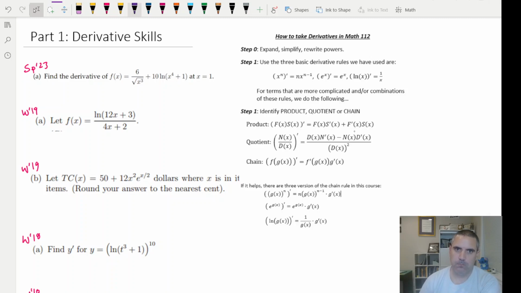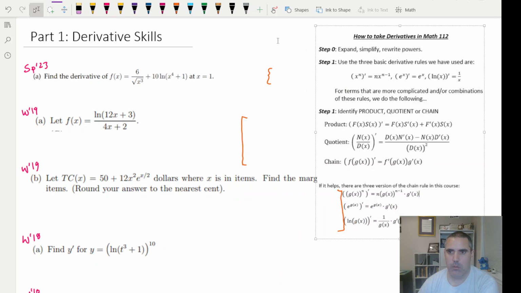What I have over here on the right is from my summary page. There's honestly only three derivative rules: the power rule, the exponential rule, and the log rule. Everything else is combining those: product, quotient, or chain. If it helps, you can break up the chain rule into three types. But once you understand the chain rule, you don't really have to think about it separately. Your main job, the main challenge we've been dealing with for a while, is rewriting things so that you can use your calculus skills.